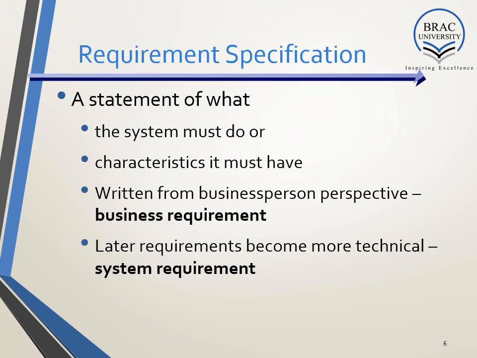So what is a requirement? The requirement specification is a statement of what the system must do, what the characteristics of the system will be. There are two kinds of requirement: business requirement and system requirement. It is based on the perspective. For the business people we create requirements from the business perspective, which is called business requirement, and then we create a system requirement, which is more technical. We will actually discuss only the system requirement part.